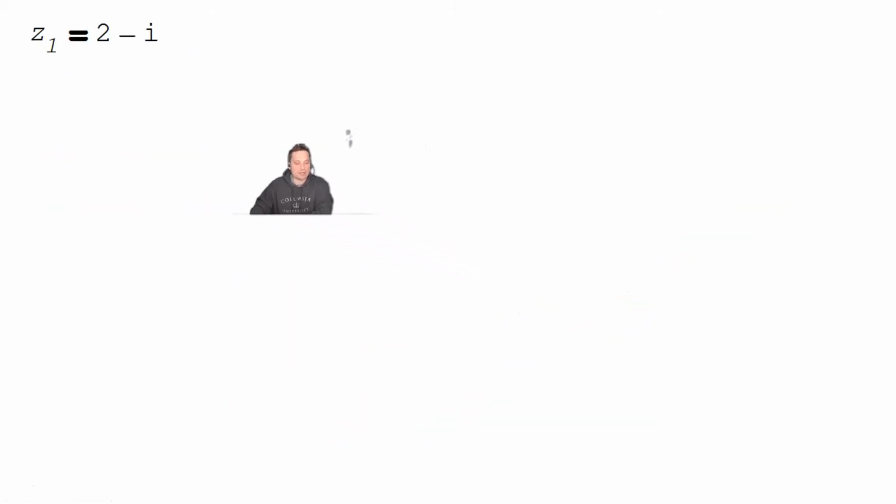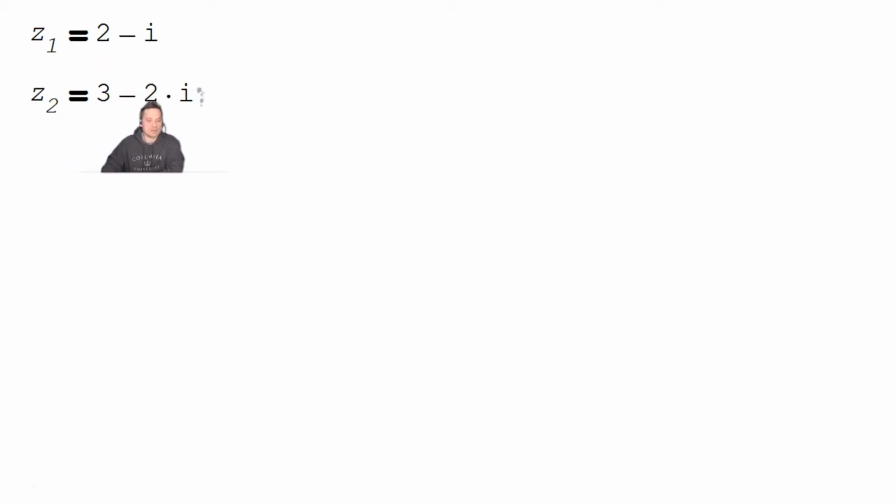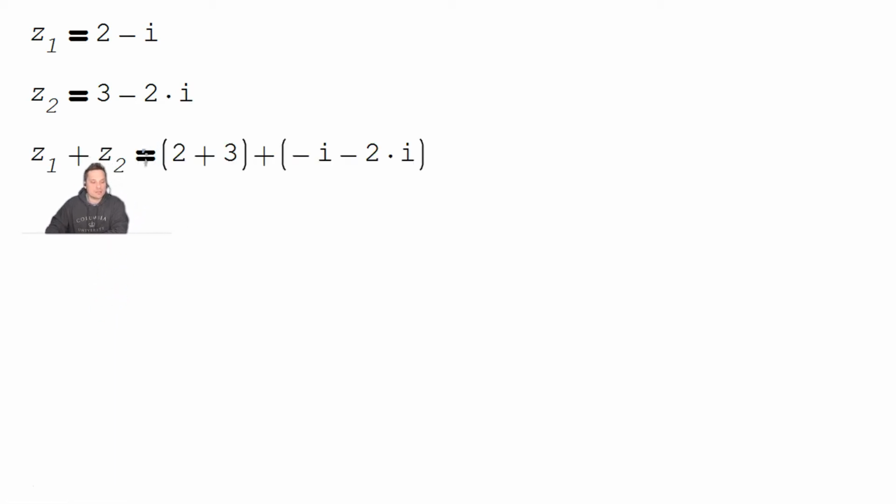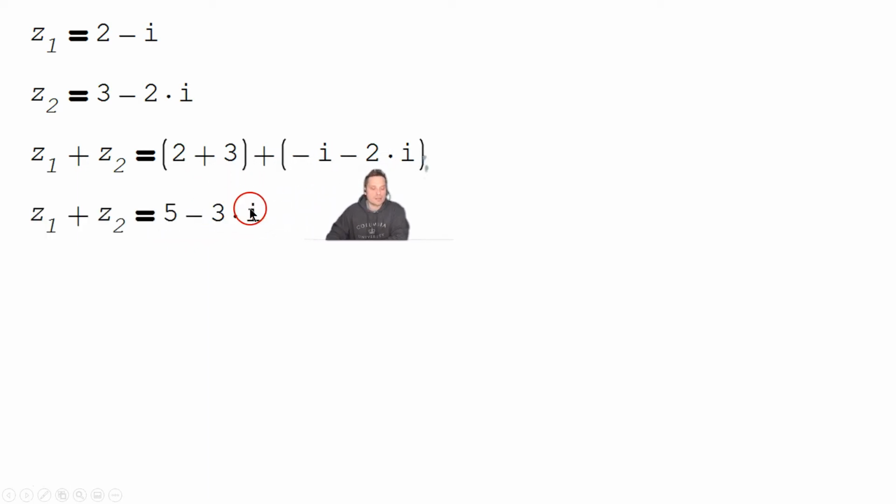So here I'm going to have z sub 1 equals 2 minus i. Then I will have z sub 2 equals 3 minus 2i. Add up the real and imaginary parts as usual. So z sub 1 plus z sub 2 will be equal to 2 plus 3, adding up the real parts, plus negative i minus 2i. Simplify. So z sub 1 plus z sub 2 will be equal to 2 plus 3 is 5, naturally enough. And negative i minus 2i will give you negative 3i.